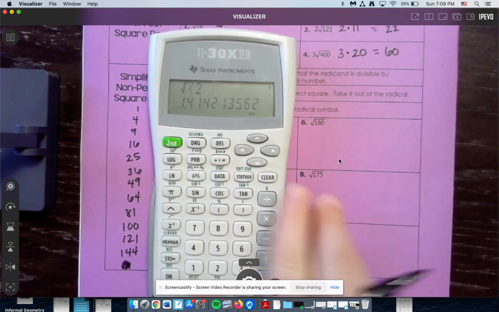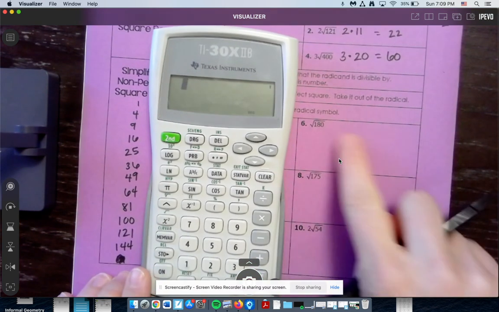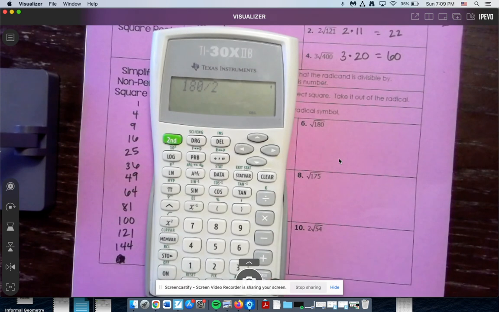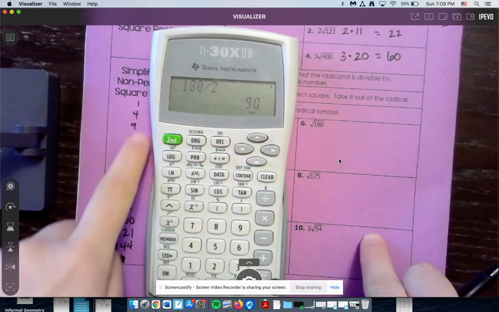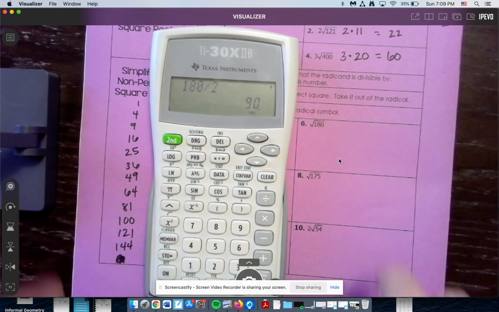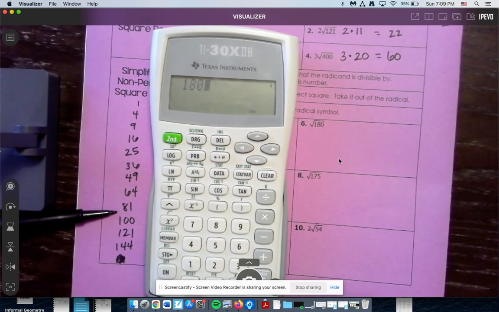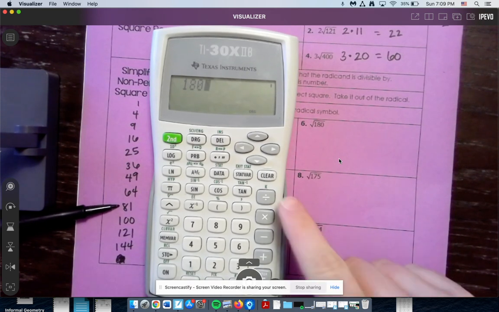So again, for number 6, let's start off by dividing 180 by 2. So I get 90. So 90, I notice, isn't a perfect square. However, 90 would fall right here, between 100 and 81. So now I'm just going to play guess and check. I'm going to do 180, and I'll pick the next number below 90. It's 81. Does it go in there evenly?